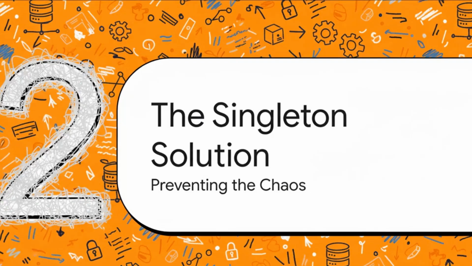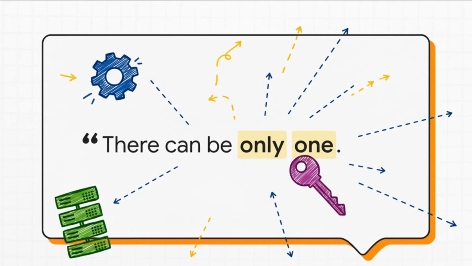So how do we fix this mess? Well, this is precisely where the Singleton pattern comes riding in to save the day. It offers a really clean, elegant way to stop this from ever happening. The core idea is incredibly simple, but also incredibly powerful. Just think of that classic line from the movie Highlander. There can be only one. That's it. That's the entire philosophy of the Singleton pattern in a nutshell. It enforces that rule on any class you want.